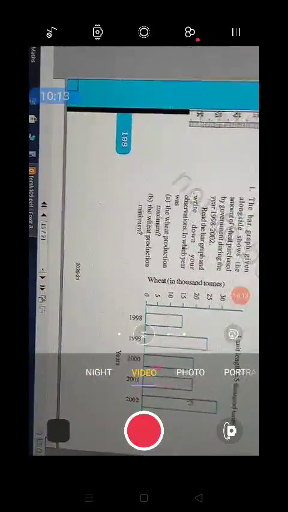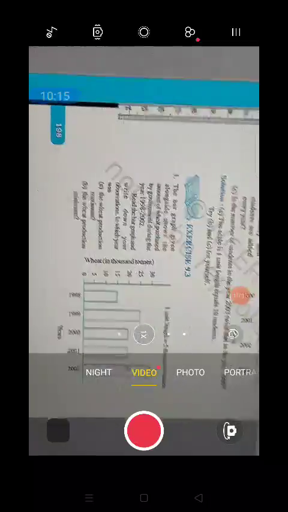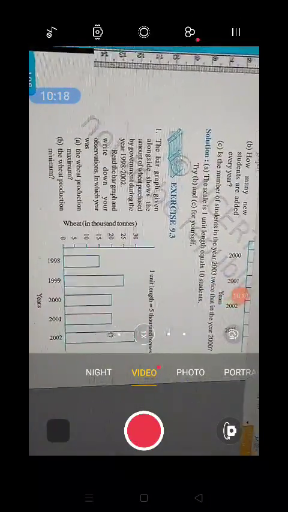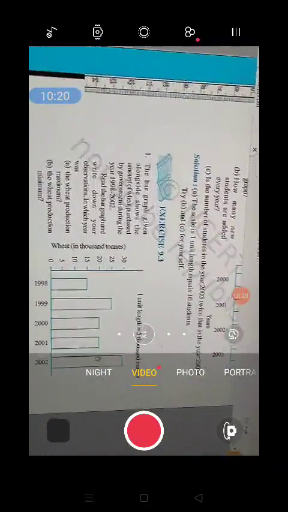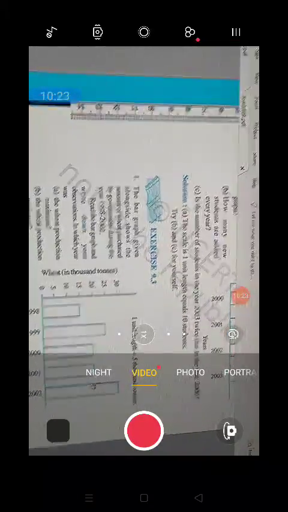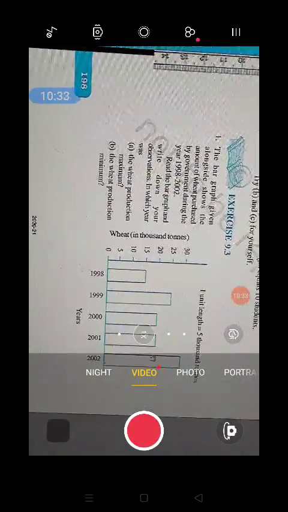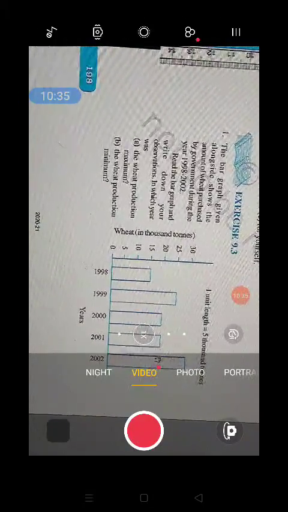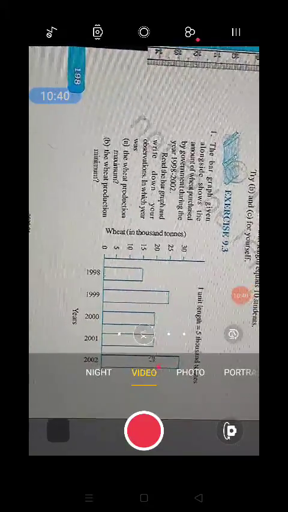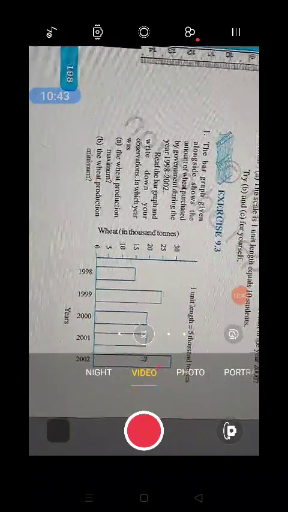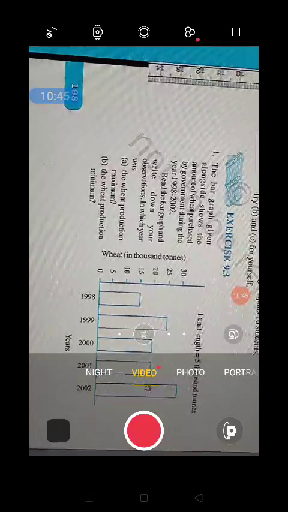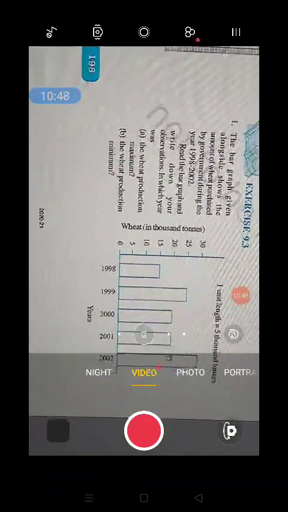Okay, have a look. Exercise number 9.3 we are going to continue with, and the bar graph is giving alongside the amount of wheat purchased by the government during the years 1998 to 2002. The data is provided here in the bar graph. Yes. Now we need to read the bar graph and write down your observations. In which year was the maximum wheat production? This is what the question is asking us.